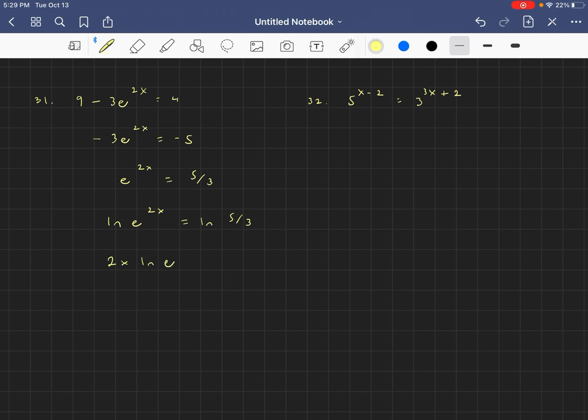Pull the exponent out. Because I know the natural log of e is 1, I can get rid of that because it's a multiplier. And then I'll divide both sides by 2.